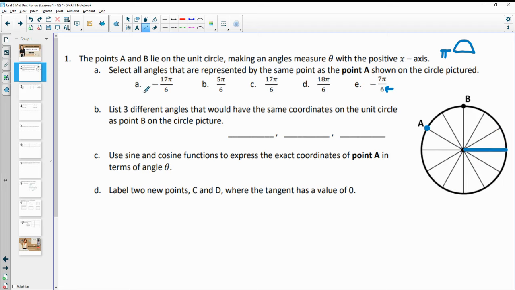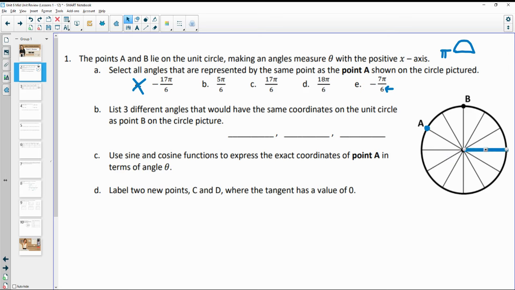So on this first one, we're going negative 17 pi over 6s. So this is 1, 2, 3, 4, 5, 6, and again, negative. And then negative 12 would be all the way around, negative 18. So this one would be negative 17. And you could count them by ones if you wanted. So negative 1, 2, 3, 4, 5, 6, 7, 8, 9, 10, 11, 12, 13, 14, 15, 16, 17. So this is not in the same spot as point A. So this is not one of our angles. So then we'll start over.